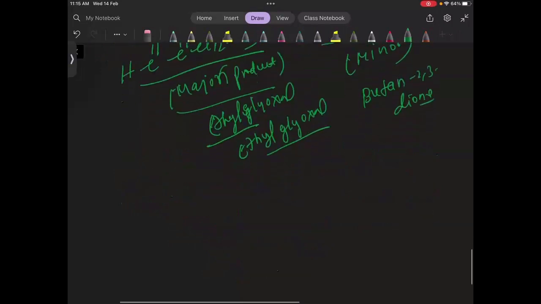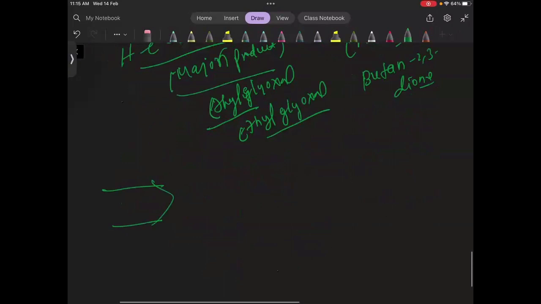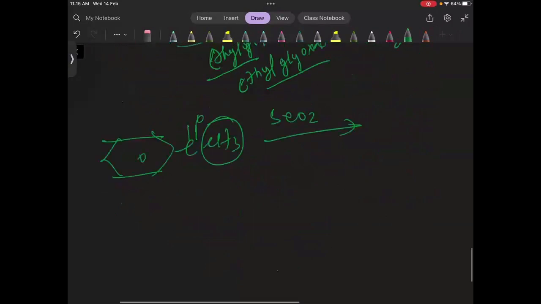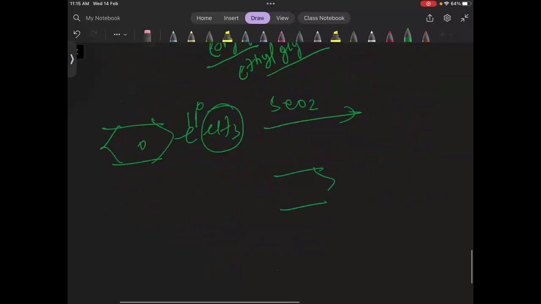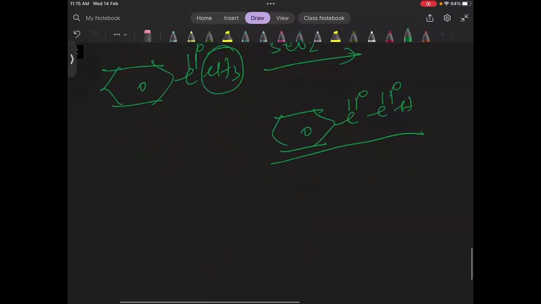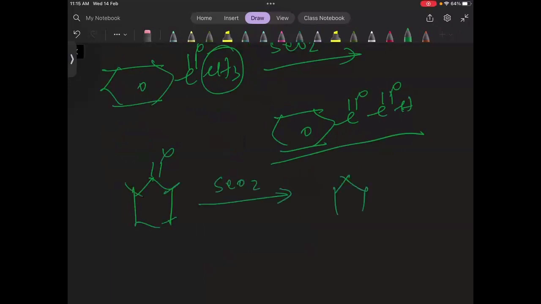One more example we take here. Suppose you have benzaldehyde. If we have taken selenium dioxide, this compound can be oxidized into C double bond O, C double bond OH, right? Okay, students, one more example. Suppose you have a cyclic ketone with selenium dioxide. Then what happens? Here is the methylene group, here is the methylene group. That will convert into double bond O, double bond O will form.